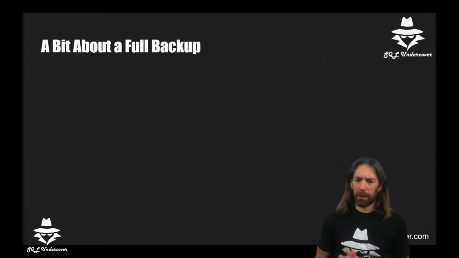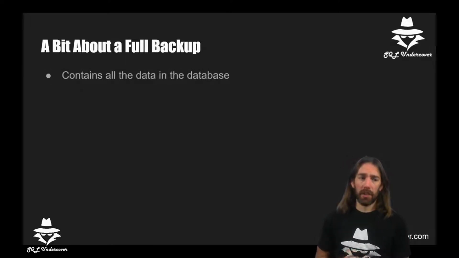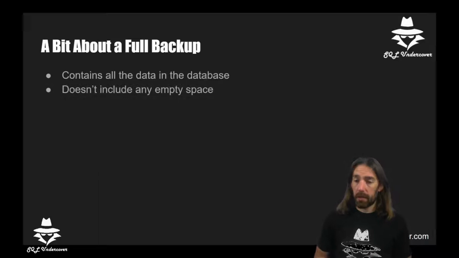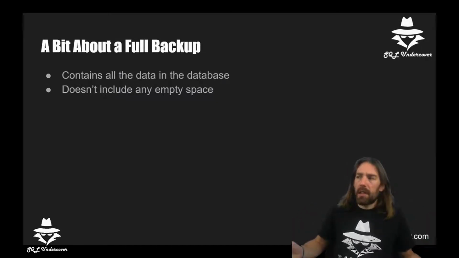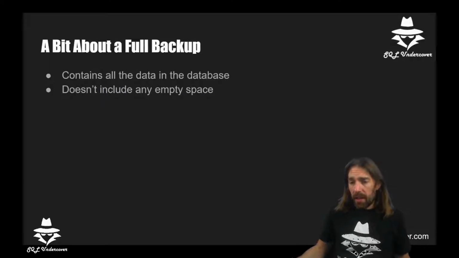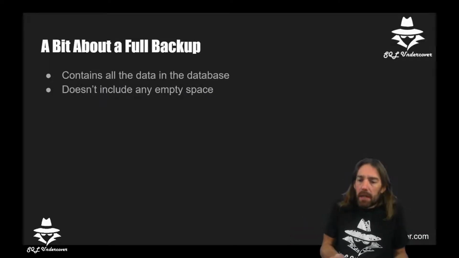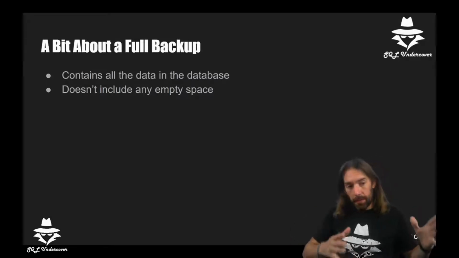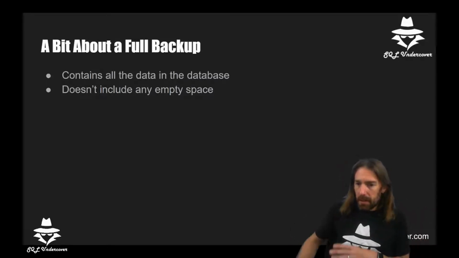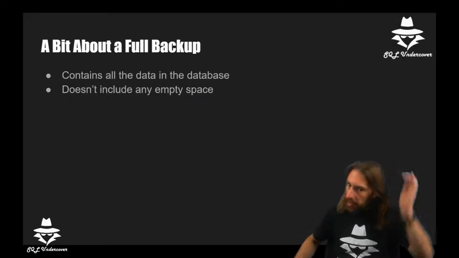So a little bit about a full backup first. What is actually in a full backup? Now, a full backup contains all the data in a database. Well, all the committed data, all the committed transactions in your database. It doesn't include any empty space. So what do I mean by that? If we think about a database that's 100 gig in size, perhaps there's 50 gig of data and 50 gig of empty space. The backup is only going to include those data pages. Those empty pages don't get included in our backup.